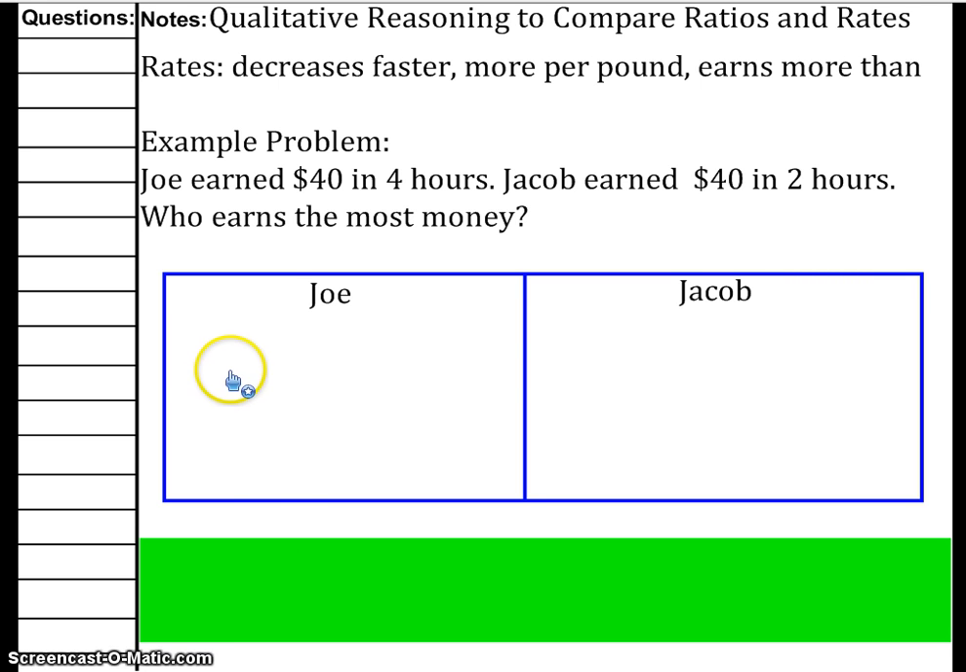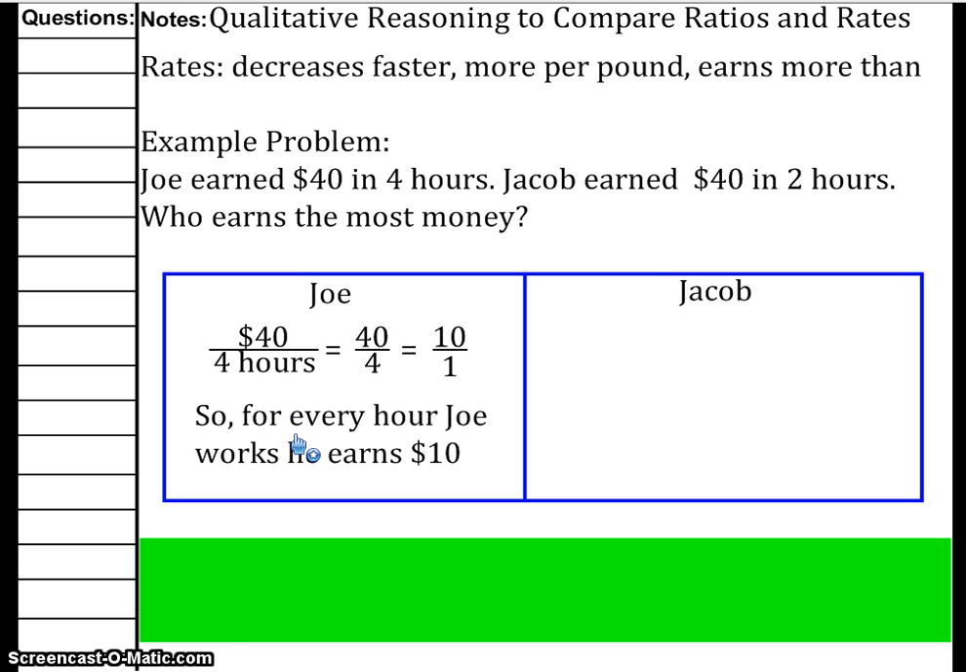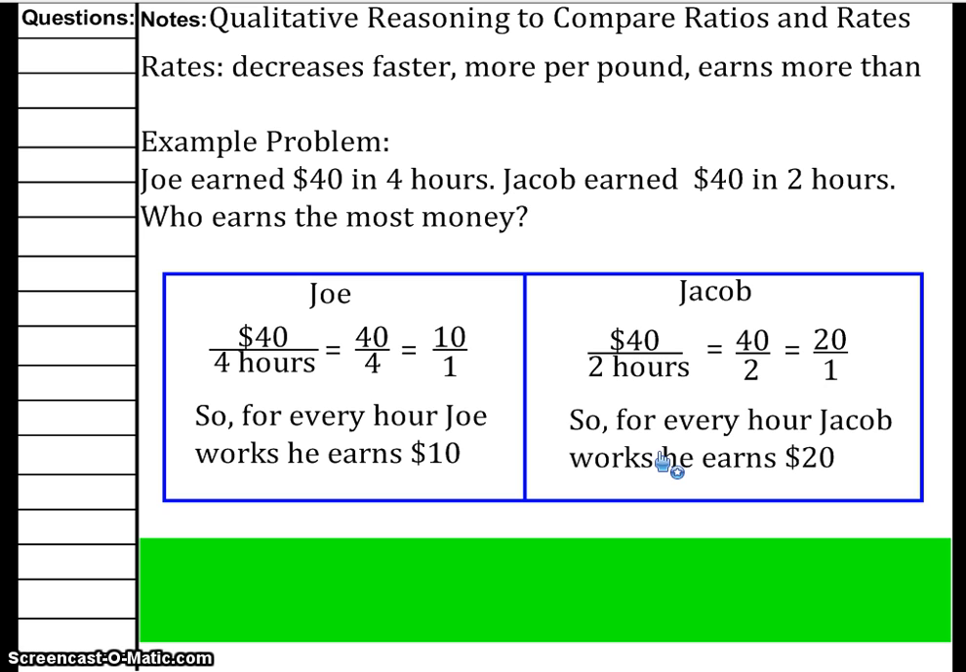Let's look at Joe's ratio. $40 in 4 hours, when simplified, will give us Joe's amount per hour, which is $10. Here we have Jacob's $40 in 2 hours, and when simplified, we have for every 1 hour, Jacob earns $20.